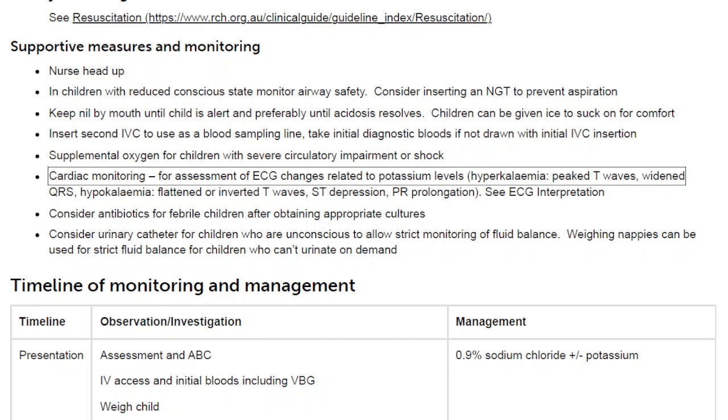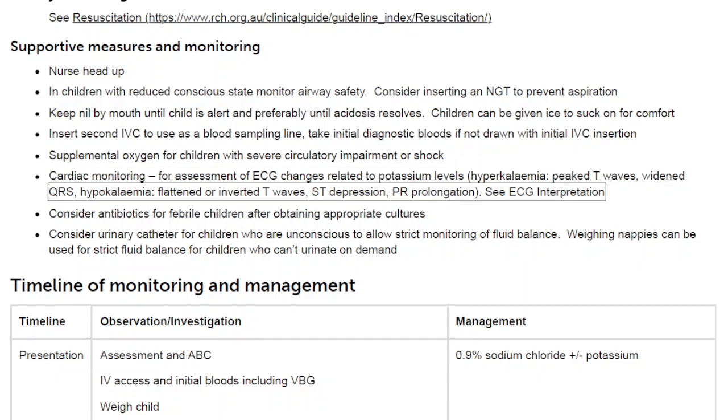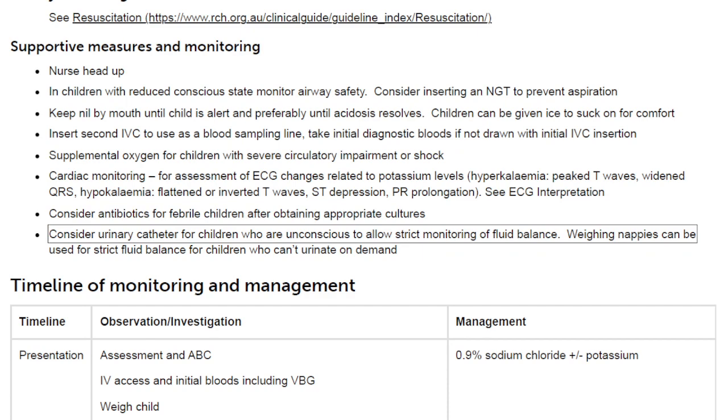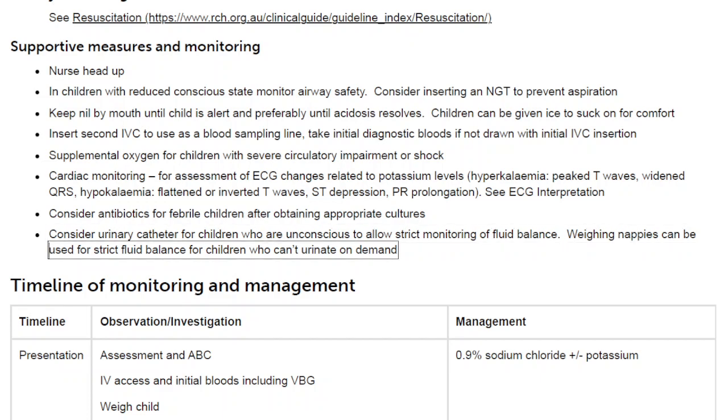Cardiac monitoring for assessment of ECG changes related to potassium levels. Hyperkalemia: peaked T waves, widened QRS. Hypokalemia: flattened or inverted T waves, ST depression, PR prolongation. Consider antibiotics for febrile children after obtaining appropriate cultures. Consider urinary catheter for children who are unconscious to allow strict monitoring of fluid balance. Weighing nappies can be used for strict fluid balance for children who can't urinate on demand.